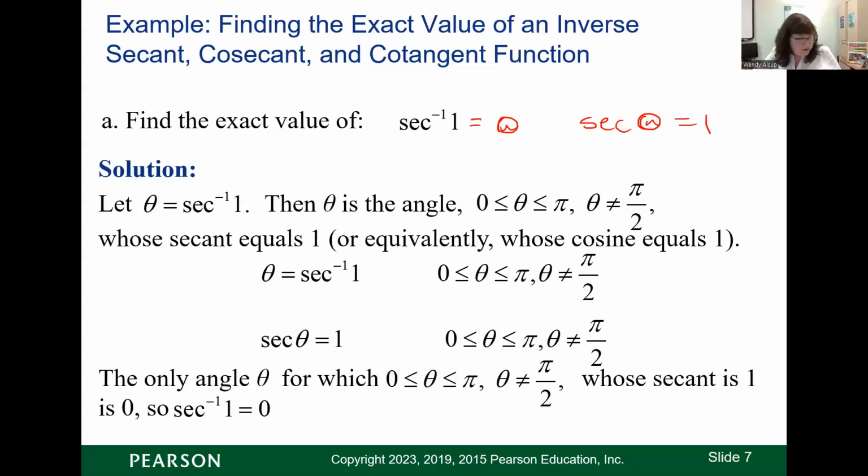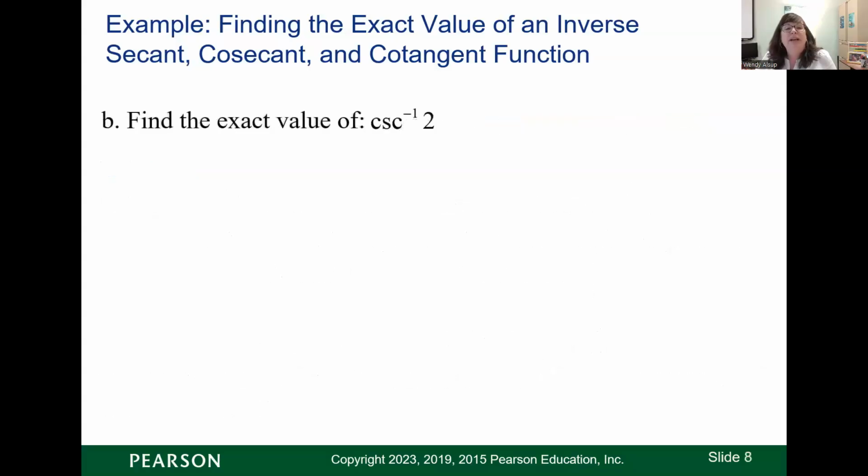You can look on your handy dandy cheat sheet, which I've got around here somewhere, and look under the secant column. When does it equal 1 between 0 and pi? Well, it equals 1 at 0. So you'll find that on your sheet there. As long as you can keep the domain and the ranges straight, you should be okay.